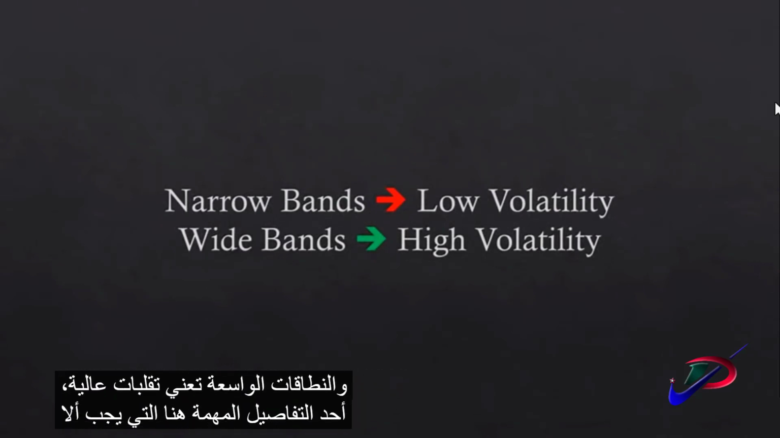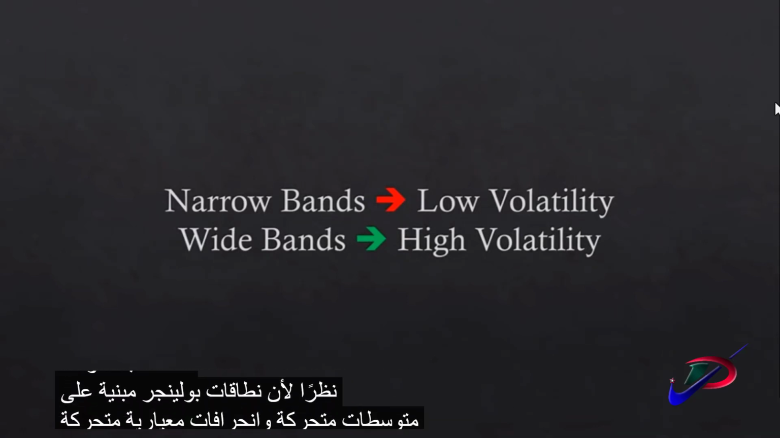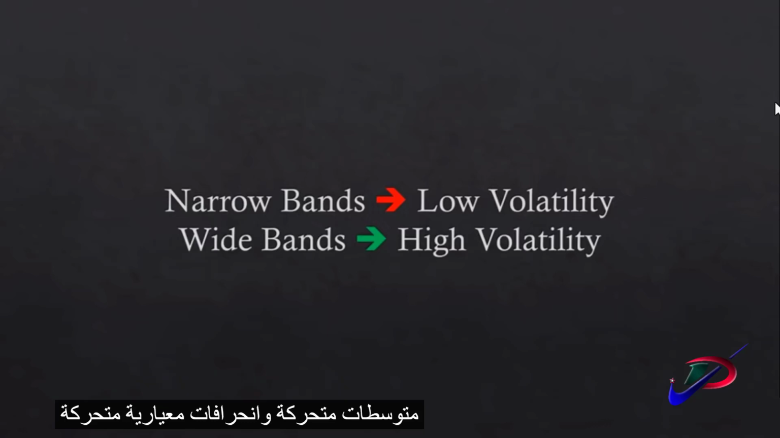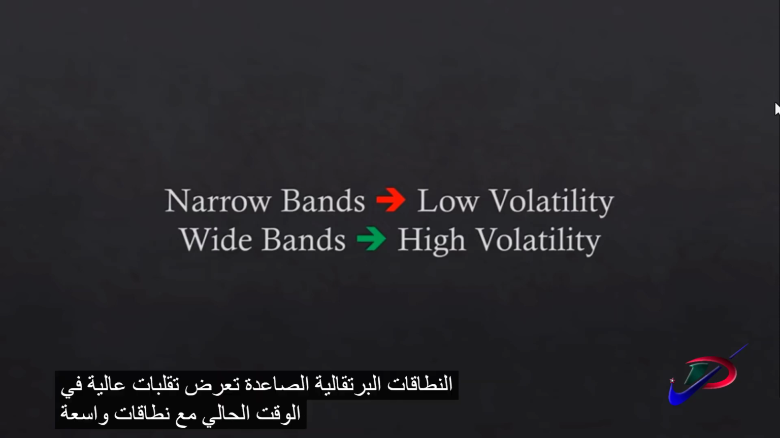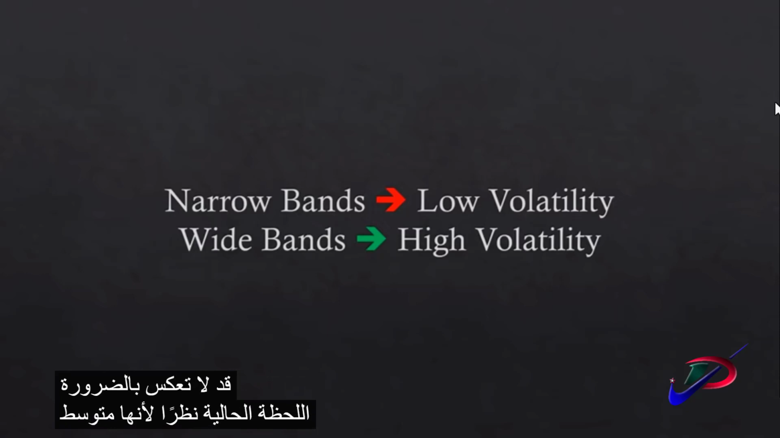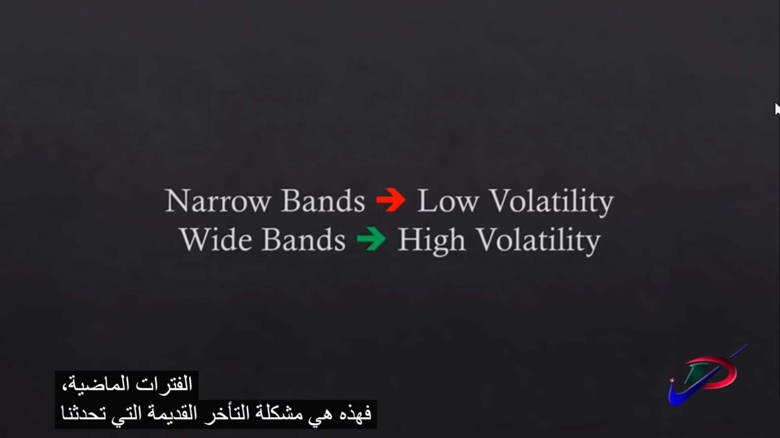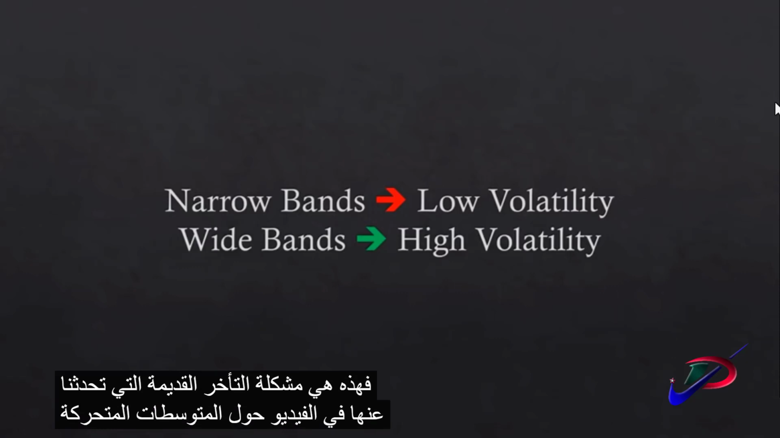One paramount detail here that you must never forget is that since Bollinger Bands are built on moving averages and moving standard deviations, they have lag. That means that if the Bollinger Bands are displaying high volatility at the moment with wide bands, that might not necessarily reflect the current moment since it's an average of past periods. This is the old problem of lag we talked about in the video about moving averages.